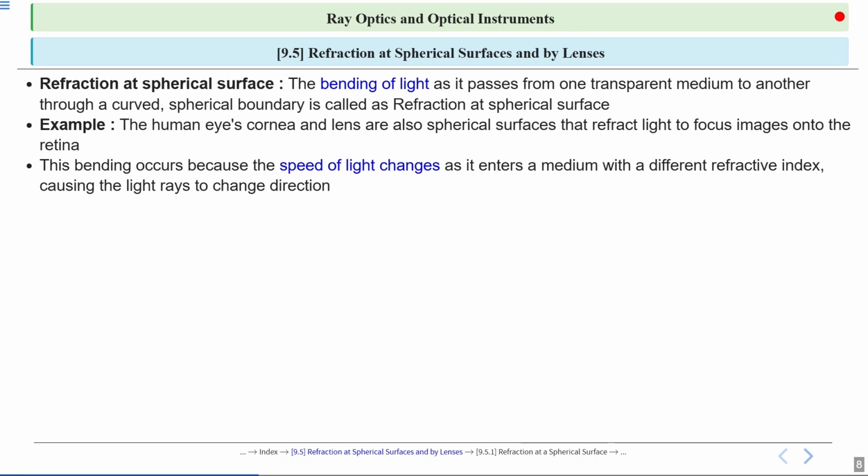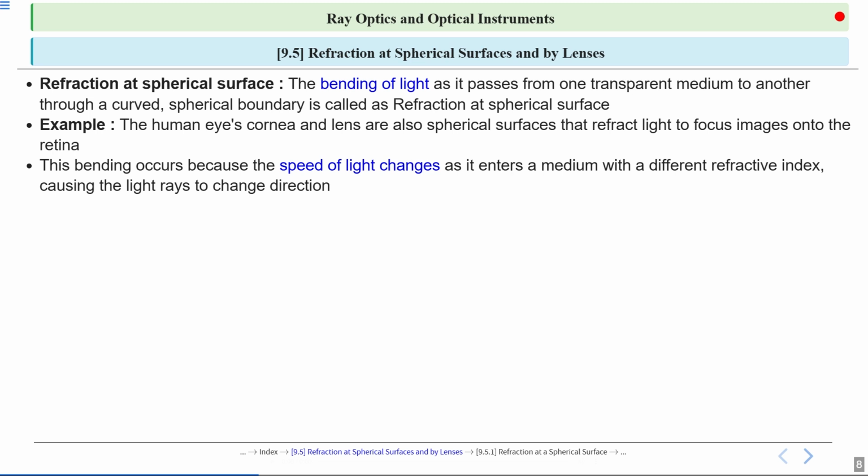Okay, we have discussed what refraction is, the bending of light when it enters another medium. When it enters a denser medium, the speed of light decreases, so it will bend towards the normal. When it enters a rarer medium, the speed of light increases, and light will bend away from the normal. Why is this bending occurring? Because the speed of light is changing as it enters a medium with a different refractive index.